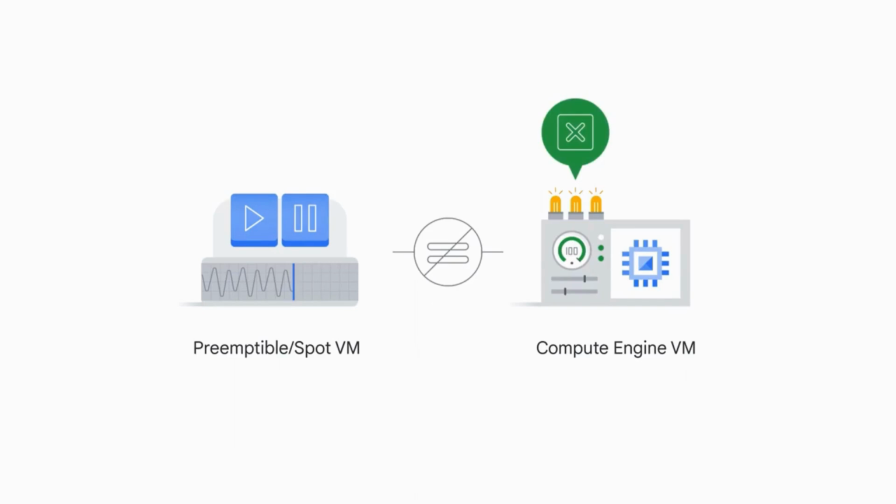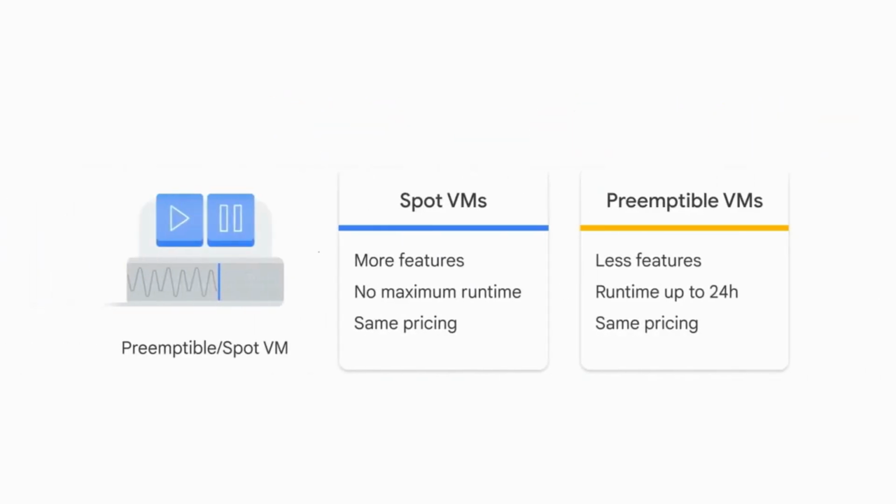Although savings are possible with Preemptible or Spot VMs, you'll need to ensure that your job can be stopped and restarted. Spot VMs differ from Preemptible VMs by offering more features. For example, Preemptible VMs can only run for up to 24 hours at a time, but Spot VMs don't have a maximum runtime. However, the pricing is currently the same for both.